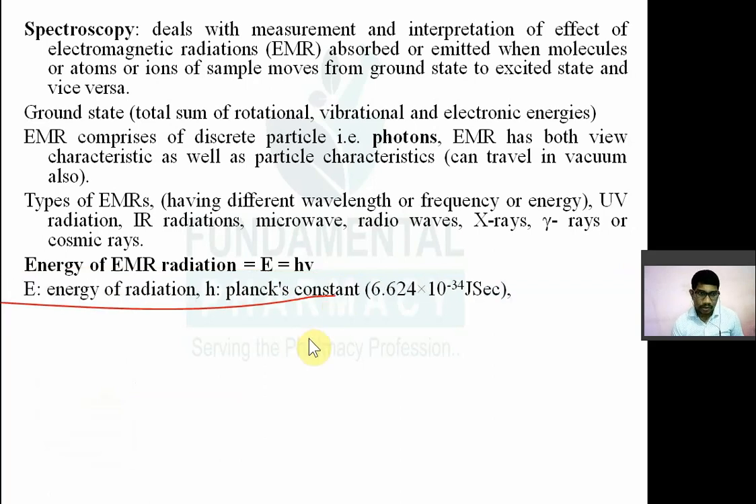What is the energy of radiation? h is known as the Planck constant, and its value is 6.624 into 10 to the minus 34 joule second. You have to remember this, a question can come on it. You might have studied this in 12th also. So E is the energy, h is the Planck constant, 6.624 into 10 to the minus 34 joule second.